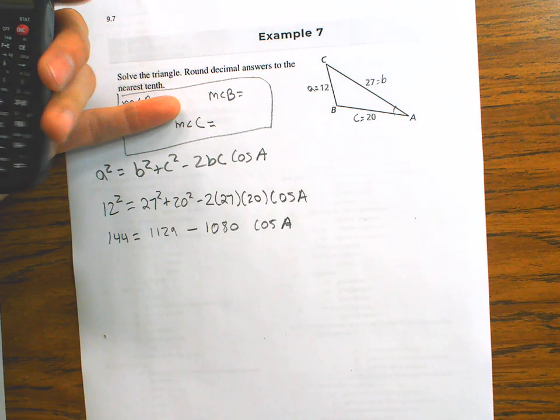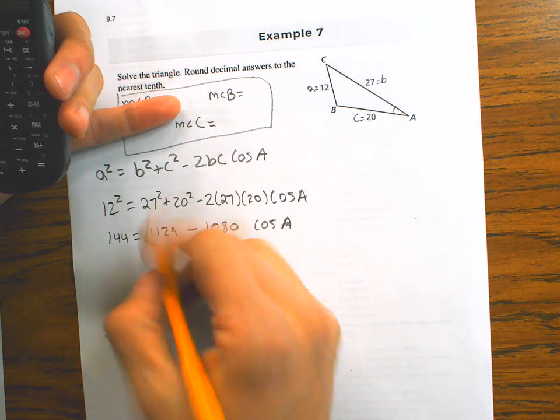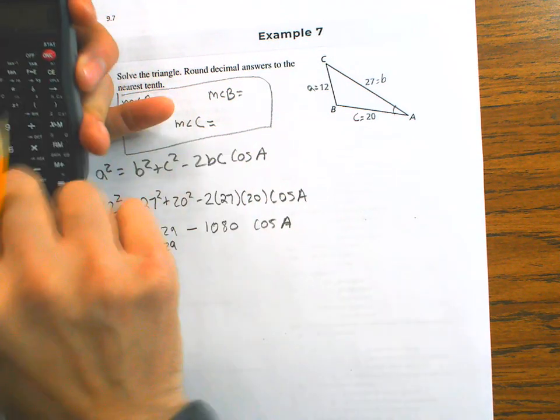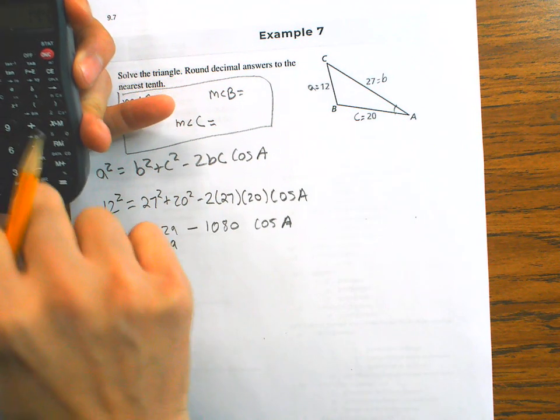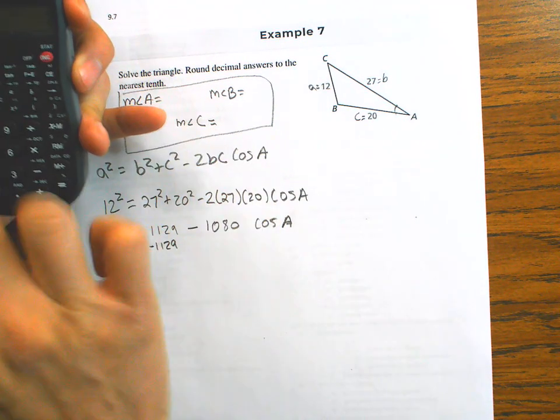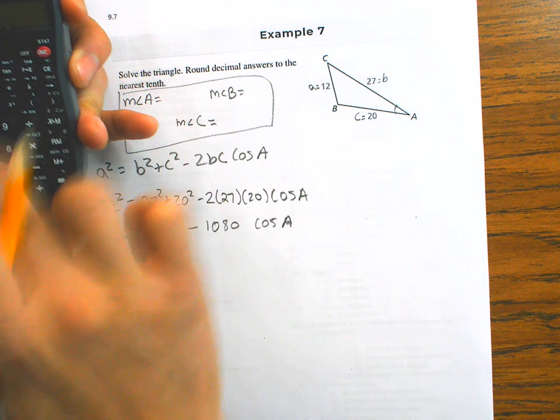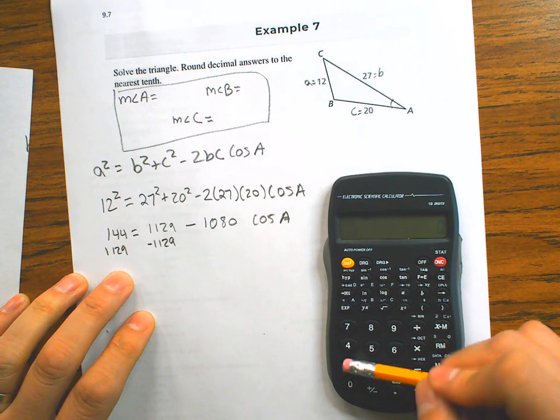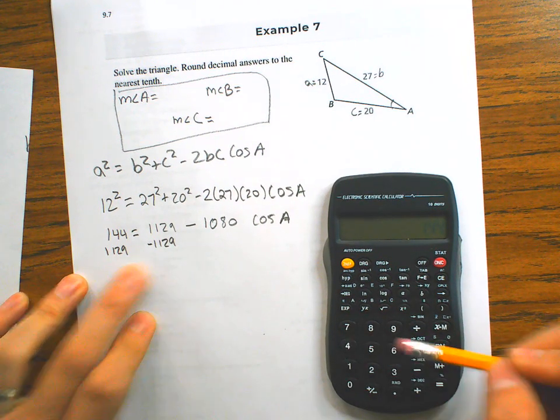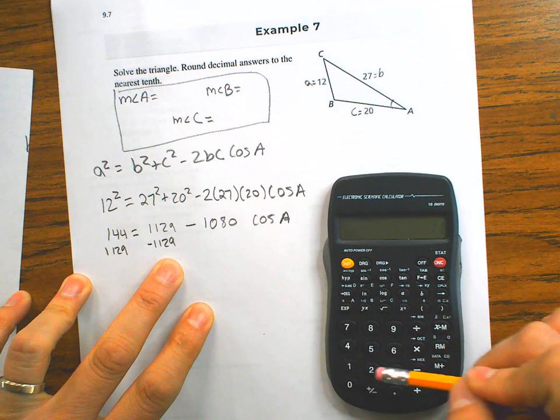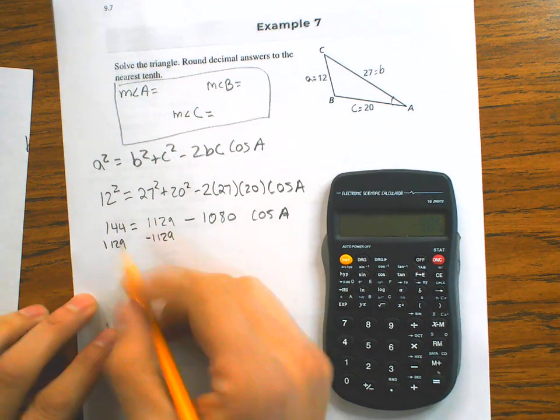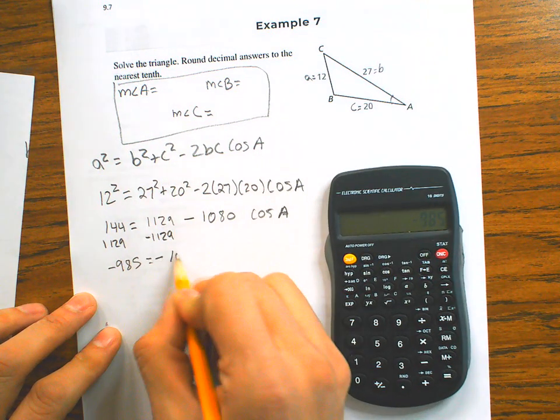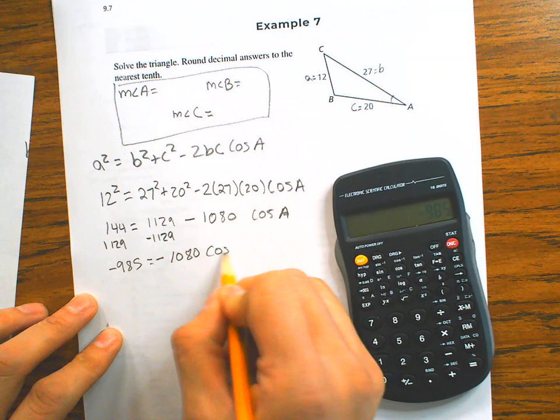All right, so first thing we're going to do, get rid of this. So 144, take away 1129. Whoops, type that right. Here's a problem. I got fat fingers, guys. No offense to fat people, but I have fat fingers. All right, negative 985 equals negative 1080 cosine of angle A.